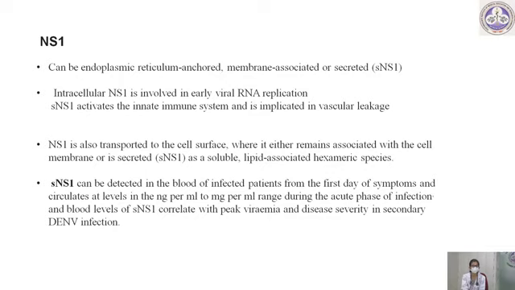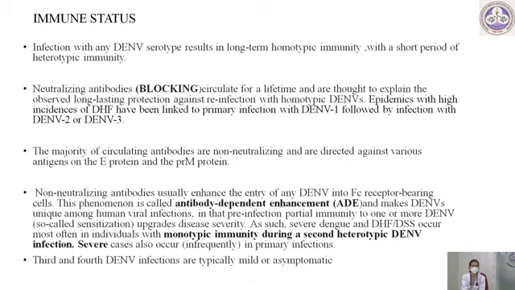Secreted NS1 can be detected in the blood of infected patients from the first day of symptoms and circulates at levels from nanogram per ml to milligram per ml during the acute phase of infection. And the blood level correlates with the peak viremia and disease severity in secondary dengue virus infection.